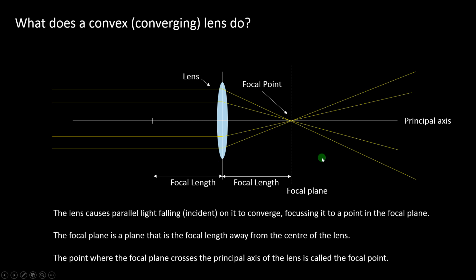In a separate video we're going to look at how we can use some basic rules about how the lens refracts light in order to draw ray diagrams. We're not going to cover that here, we're just talking here about the basic properties of a lens and what it does. So that's what the lens does, it brings parallel light to a focus.